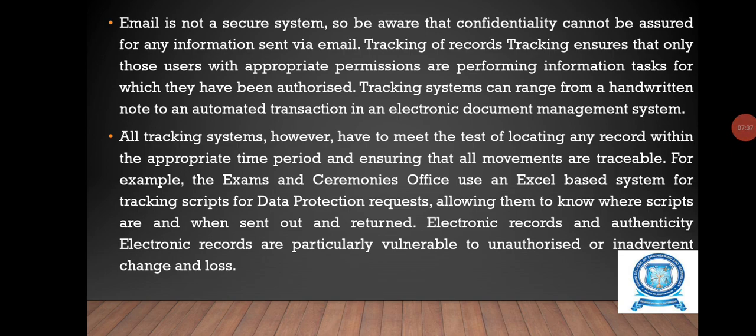Tracking of records ensures that only those users with appropriate permissions are performing the information tasks which they have been authorized to do. Tracking systems can range from a handwritten note to an automated transaction in an electronic document management system. All tracking systems, however, have to meet the test of locating any record within the appropriate time period and ensuring that all movements are traceable. For example, the Exams and Ceremonies Office uses an Excel-based system for tracking the scripts for data protection requests, allowing them to know where the scripts are and when they were sent out and returned.